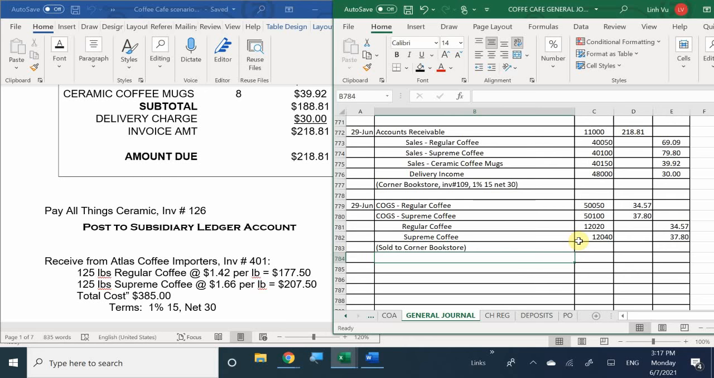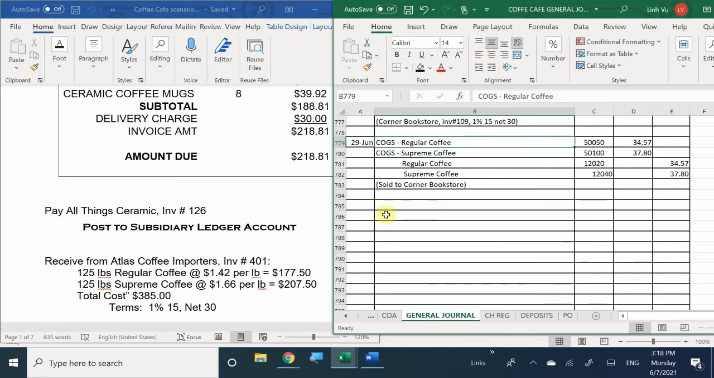All right, so now we're coming back here. We just entered in the sales and the delivery to the corner bookstore. All right, we completed everything there. So next thing that we have here is that we need to pay All Things Ceramics for invoice number 126.